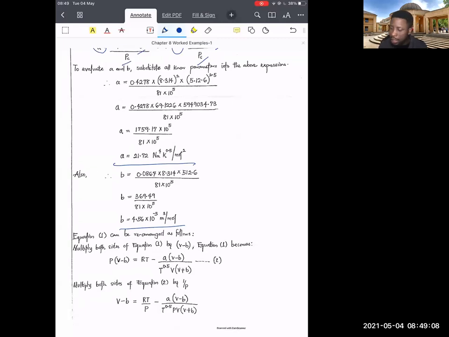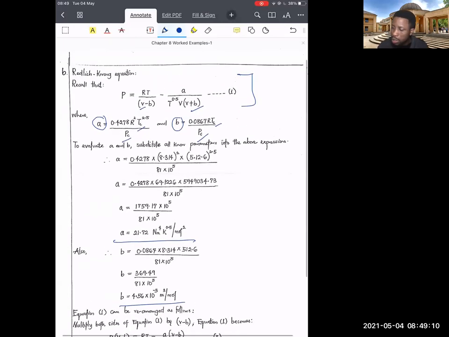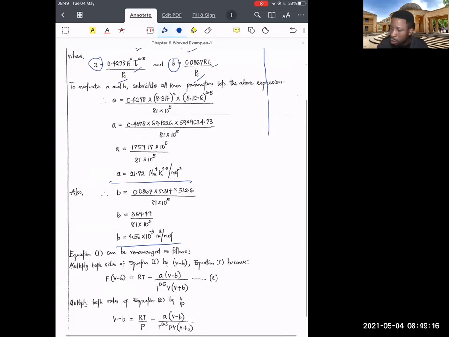So the next thing is we want to simplify this equation. So you want to simplify that equation. So we simplify.